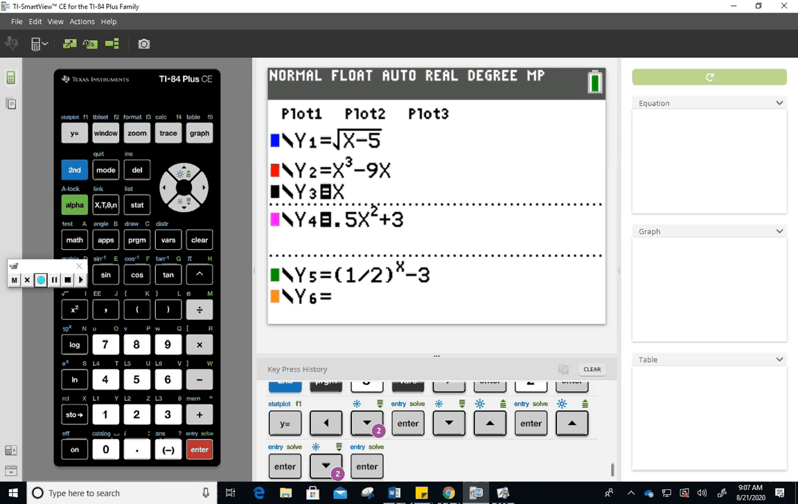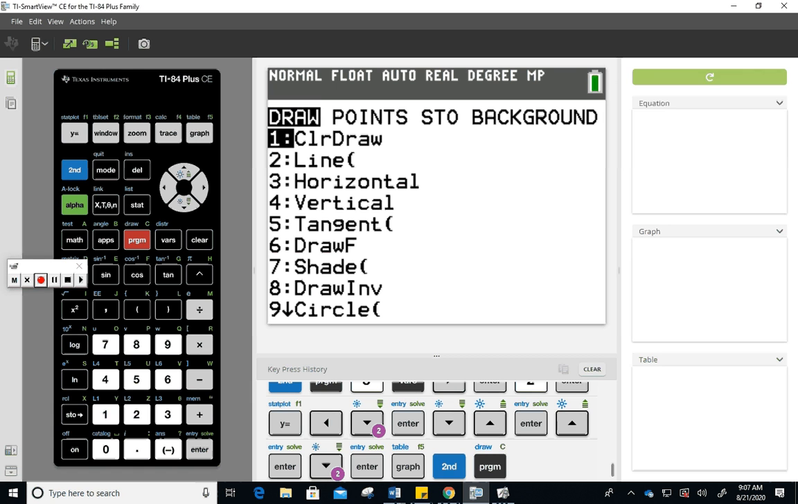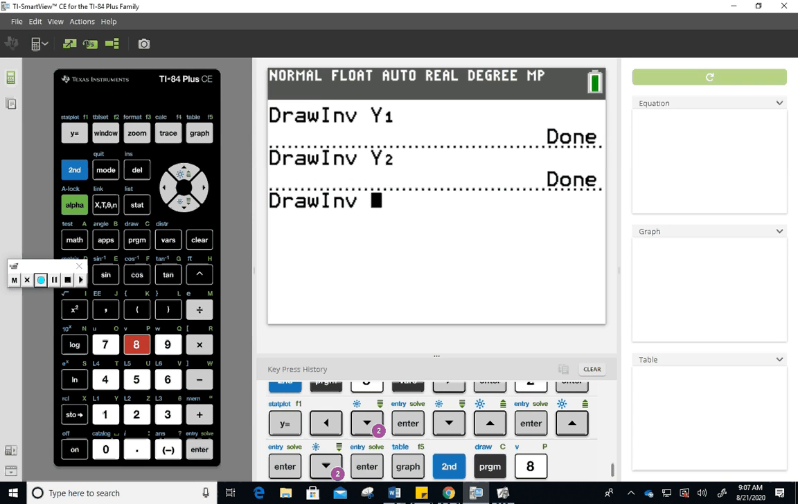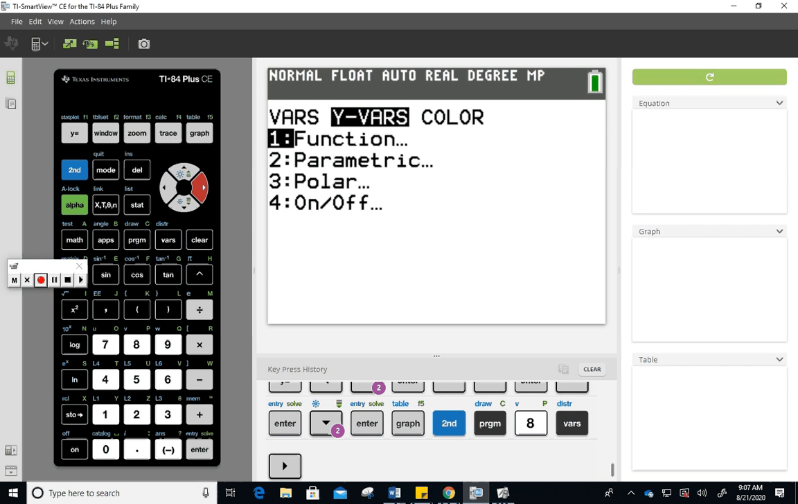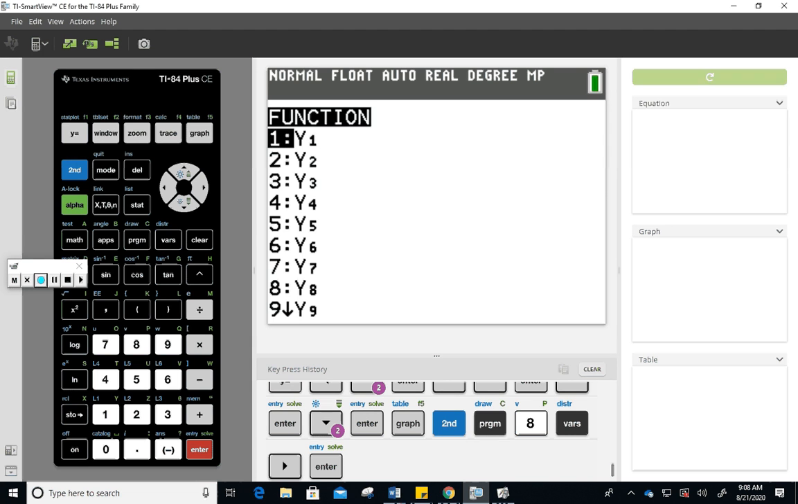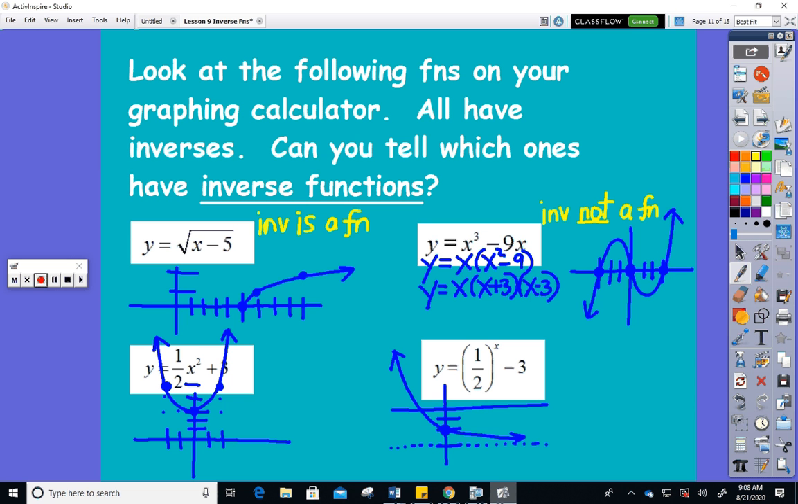When I graph it, of course, I knew that that looked like the pink parabola that shows. So I'm going to have the calculator draw the inverse. So second program, draw inverse, choice 8. Now this was in y4 if I'm remembering correctly. So I'm going to go to my y variables, function, y4 is choice 4, draw the inverse. Oh, again, the blue graph, that sideways parabola, fails the vertical line test. So I'm going to say the inverse is not a function on this one.